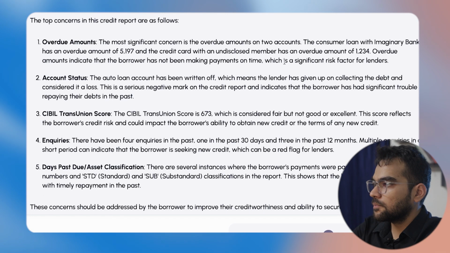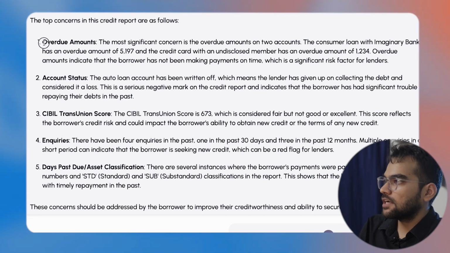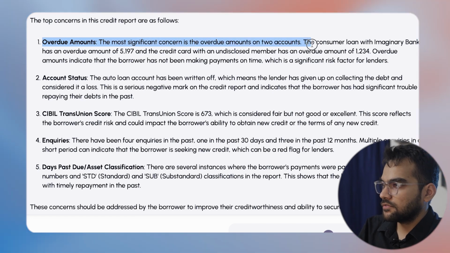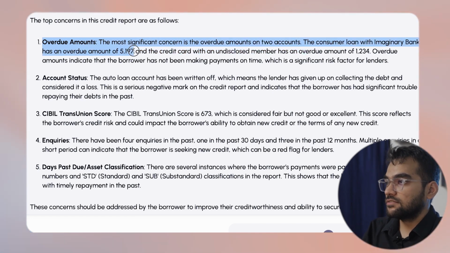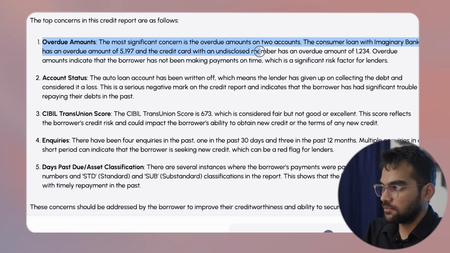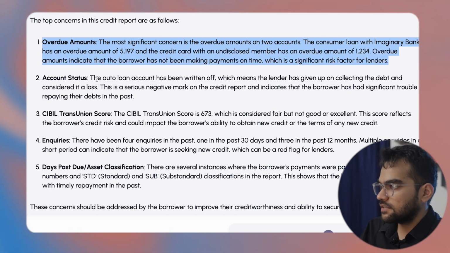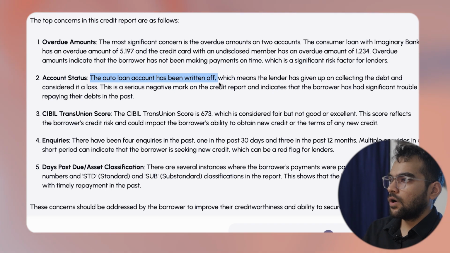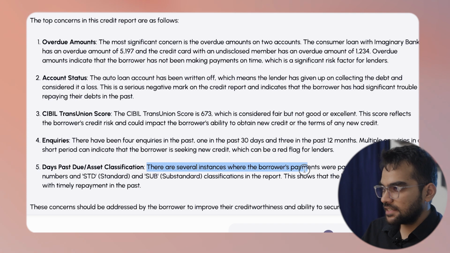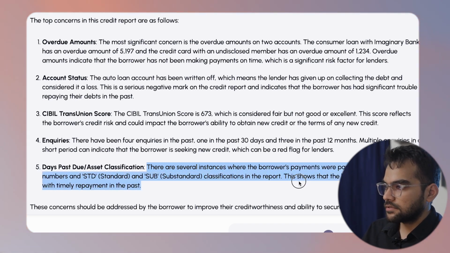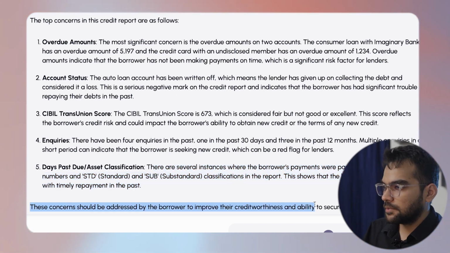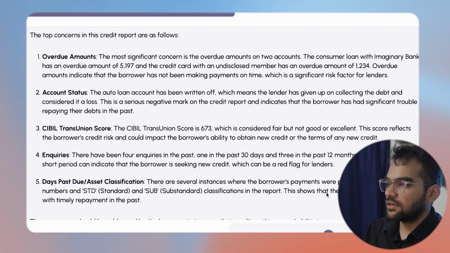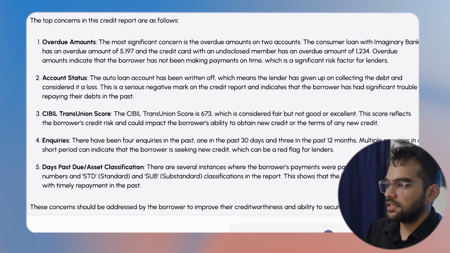What BYOB tells me is that this report contains overdue amounts of about 5197, and there's a credit card with an undisclosed member with an overdue amount. Account status also has a red flag which says that the auto loan account has been written off, which means the lender has given up on collecting the debt. Days past due is also highlighted, as indicated by the numbers, and this shows that the borrower has had issues with timely repayment. It also later suggests how this person can improve their credit history.